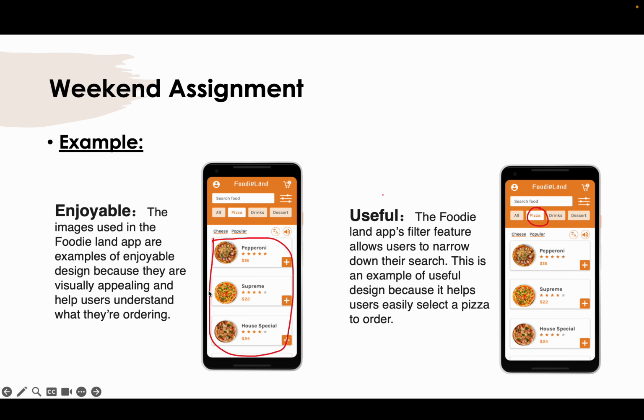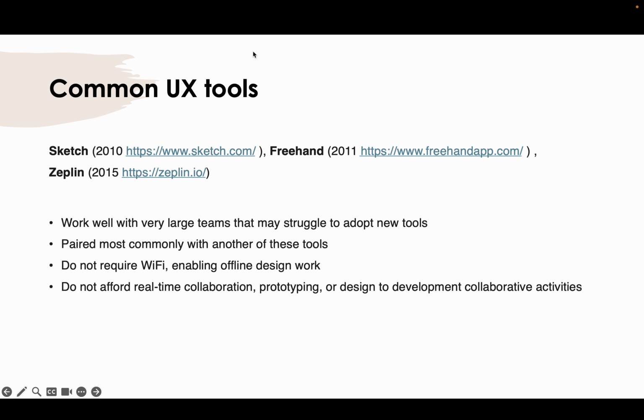And also this app is enjoyable to use because it provides high quality photos of different types of pizza. So it's visually appealing and helps users understand what they are ordering. This app is also useful because the app's feature allows users to narrow down their search. It helps users to easily select a pizza and order. So that's useful. Yeah, so let's go to the next section.